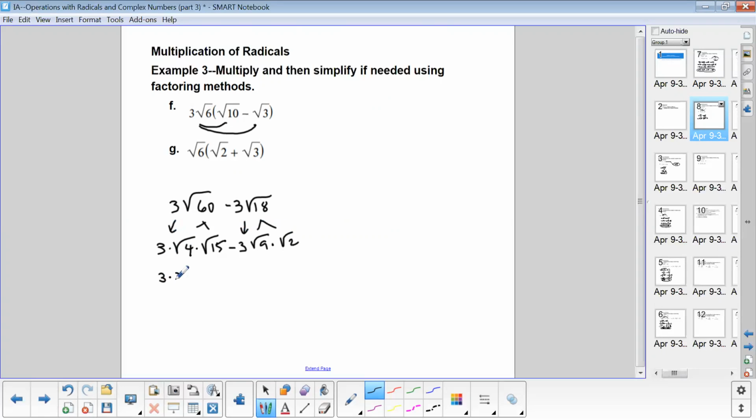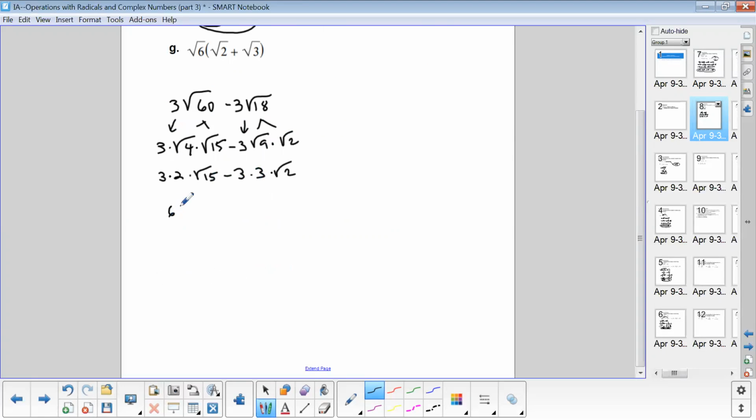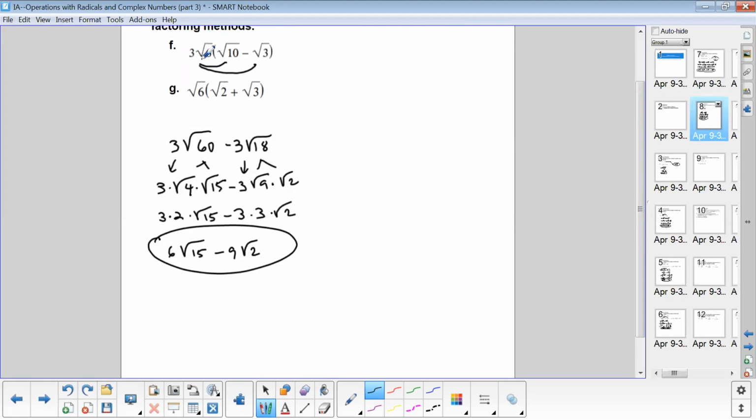Square root of 4 is 2. Square root of 9 is 3. So I'm going to get 6 square roots of 15 minus 9 square roots of 2. So again, your process is to distribute to both terms. Square root of 6, square root of 10, you can multiply the radicands and then look to simplify as much as you can.